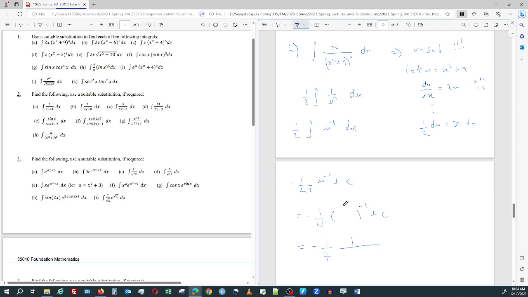Now, what have I put here? That's a 2. It's a 2. Minus 3 plus 1 is minus 2. So it's going to be x squared plus 9, squared, plus c. So we had no choice. We had to make our u substitution. This would be x squared plus 9 squared. So it's the same thing there.